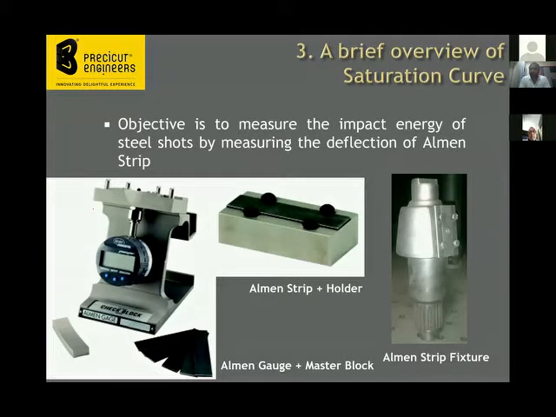So like we had discussed earlier in the first lecture, the first step is to do this measurement. So the tools required are here. I'll just briefly name them. It's the Almen gauge used to measure the arc height. You have got the Almen strip holders, and the fixture on which the holder goes.